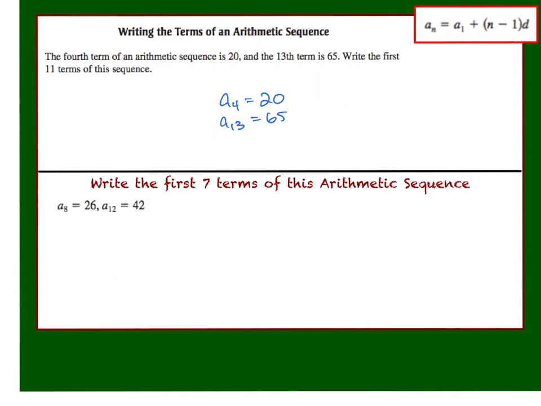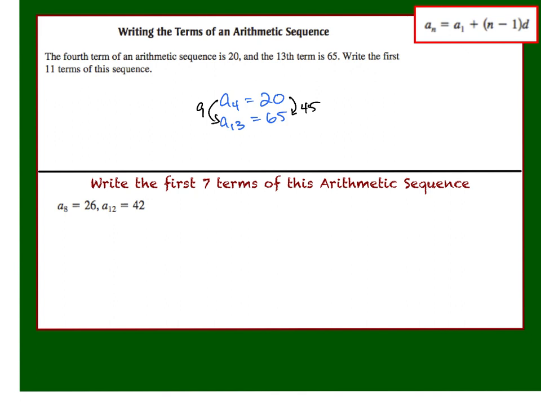So I need to write the first 11 terms eventually. But before I find all of that, I need to find a sub 1 and I need to find d, right? Well, how many terms did I go when I went from 4 to 13? How many terms did that take? 9 terms, right? And then what was added to get me from 20 to 65? 45. Well, a common difference is the same number added 9 times, and it had to add up to 45.